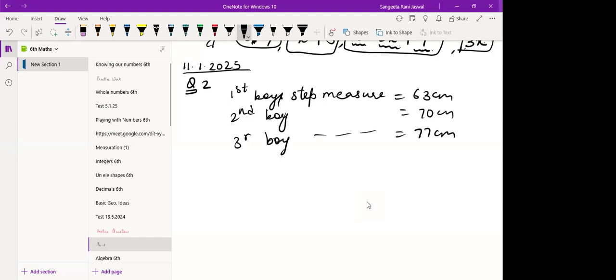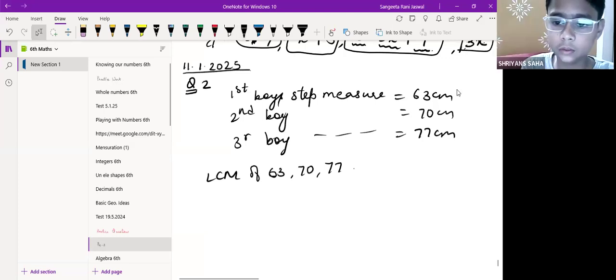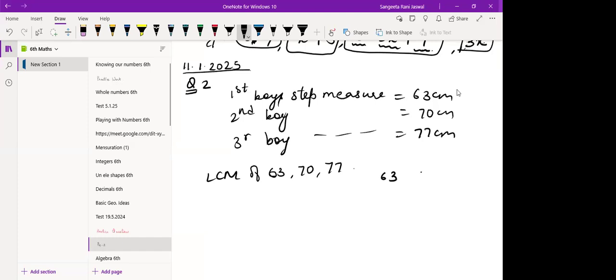Then next you have the LCM, right? LCM of 63, 70 and 77. So how do you take the LCM of this? We have to do the division method. Yes, please do. Okay. And those who don't know can see here, 63, 70 and 77 we have written.